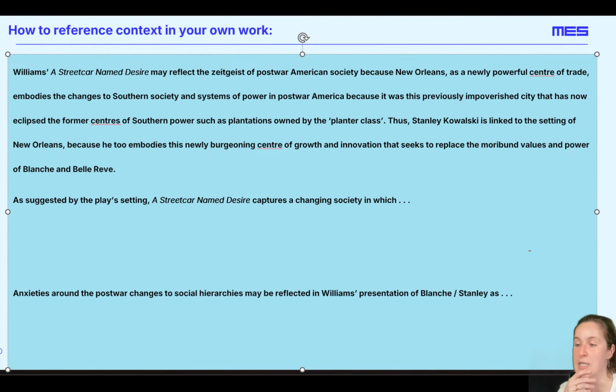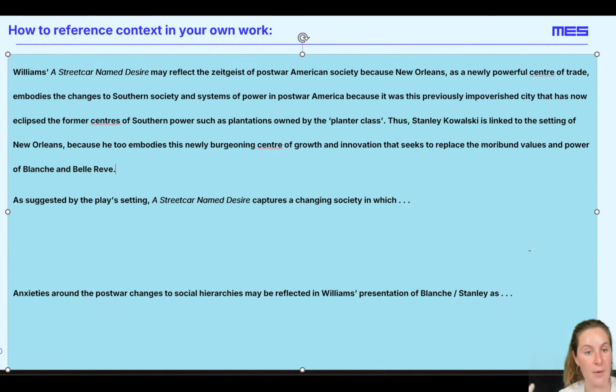Now, what's the value of this? The value is that we're linking New Orleans and the zeitgeist of post-war American society. So what happened to New Orleans after the war? It became this huge center of trade. That matches what was going on in the South more broadly, because this previously impoverished city has now taken power away from, and is now more powerful than, those old systems of power and control, i.e. the plantations. So Stanley and the setting all match up, because he also embodies these same ideas.